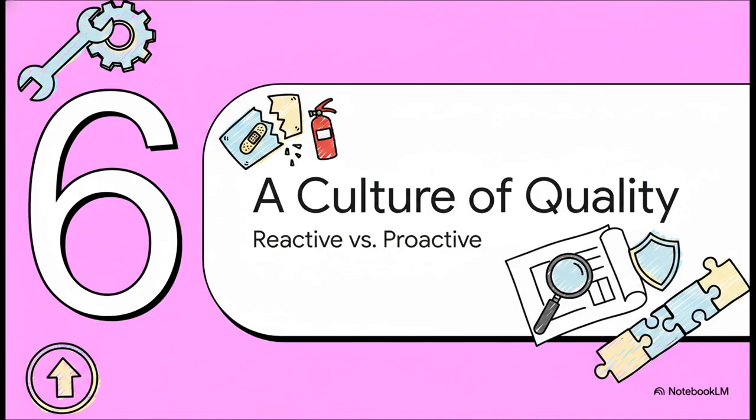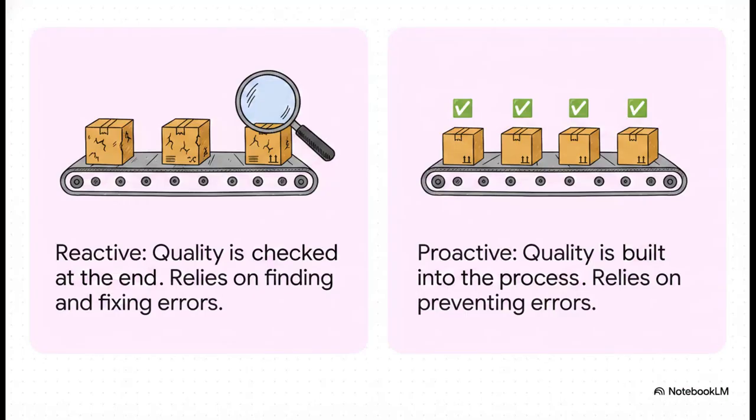Now, these tools are fantastic, but they only really work if they're supported by the right culture. So in our final section, let's talk about the glue that holds all of this together, building a culture of quality by making that big shift from a reactive to a proactive mindset. And it really all boils down to 2 totally different ways of thinking.